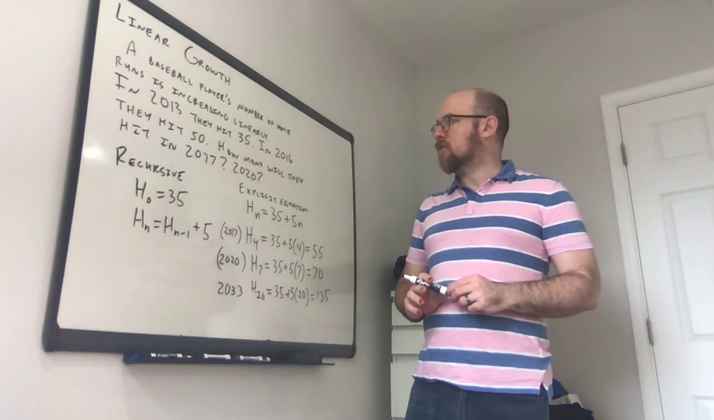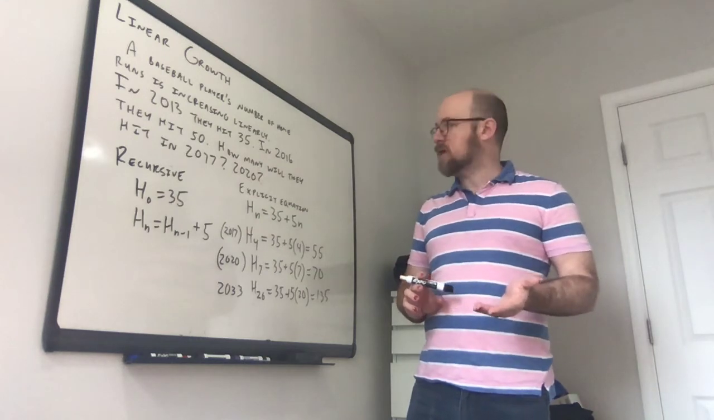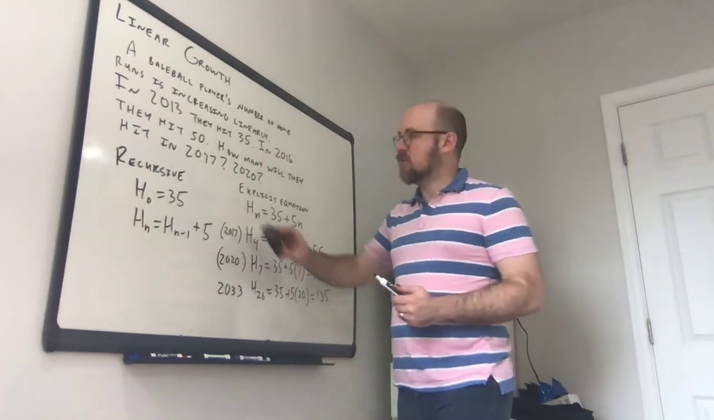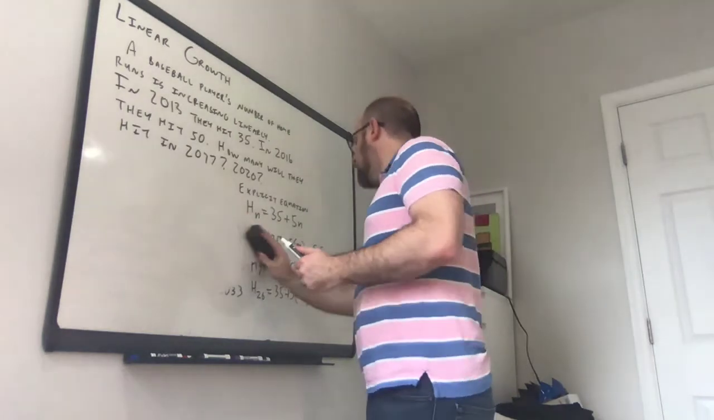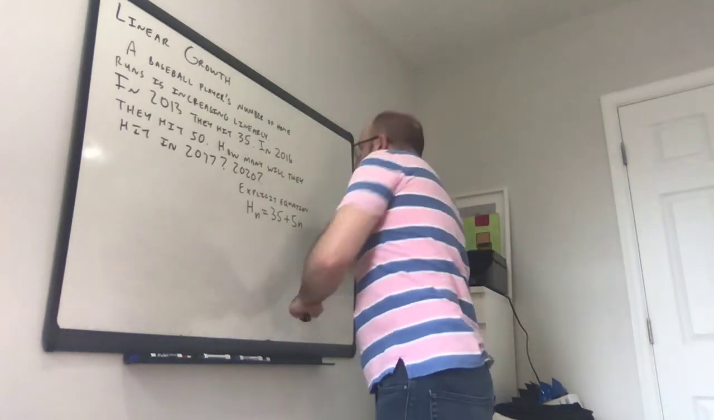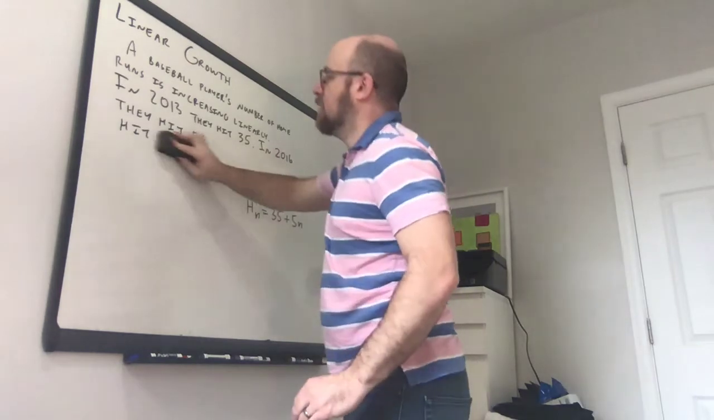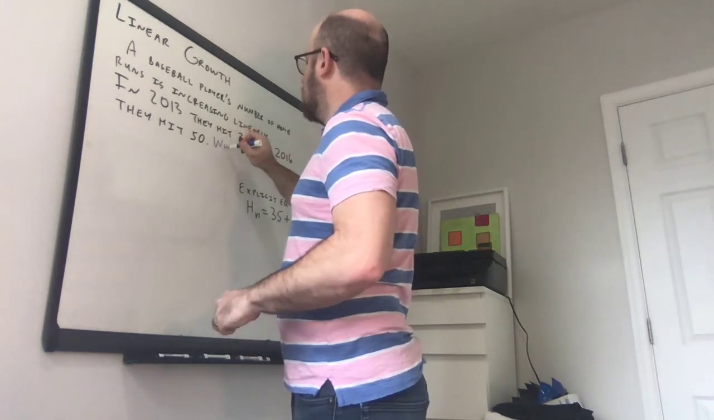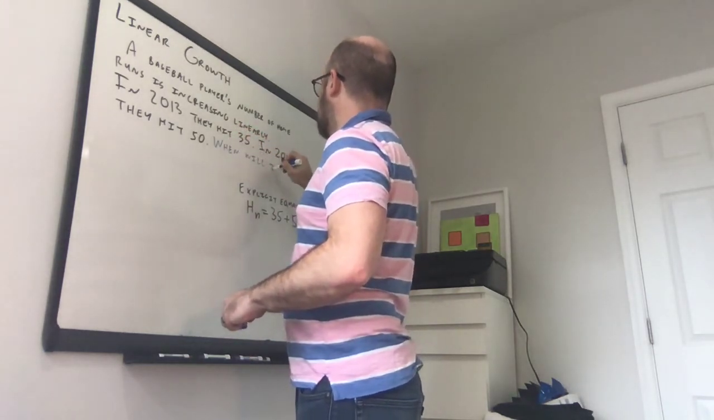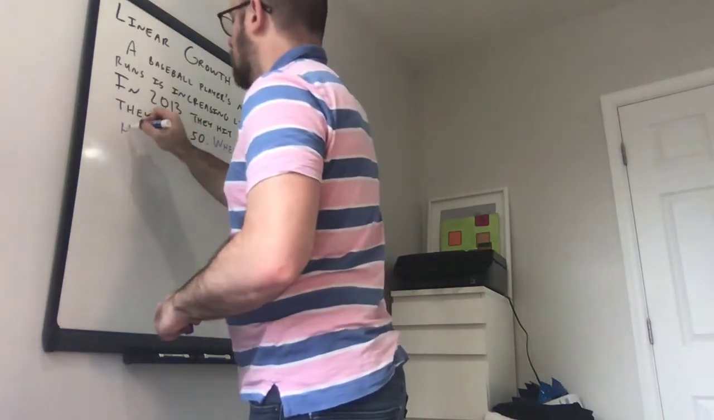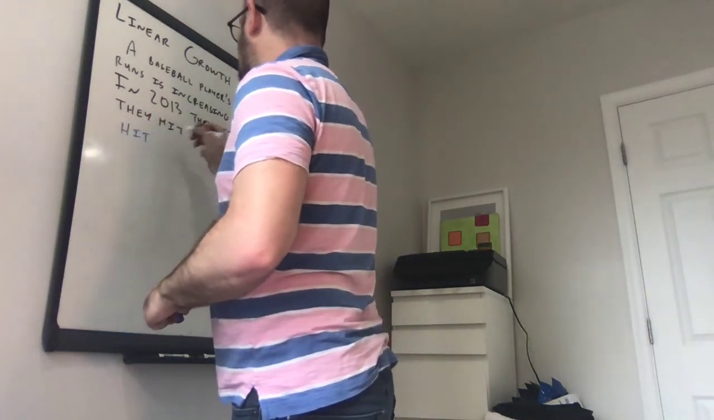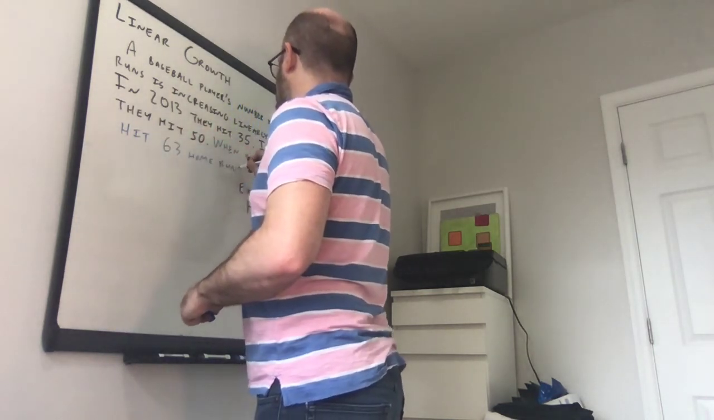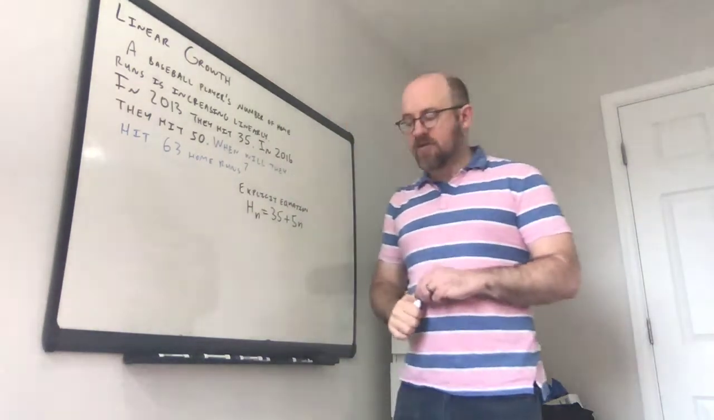So let's talk about one other type of question that we can run into with these. And this is one where the explicit equation is more useful. So I'm going to leave that up. And I'm just going to change my question here. Let me write it in a different color. So let's say, when will they hit 63 home runs? Okay, so this is another type of question.